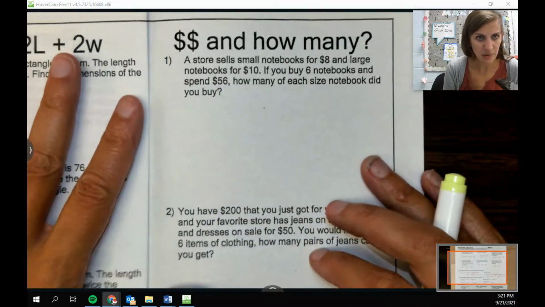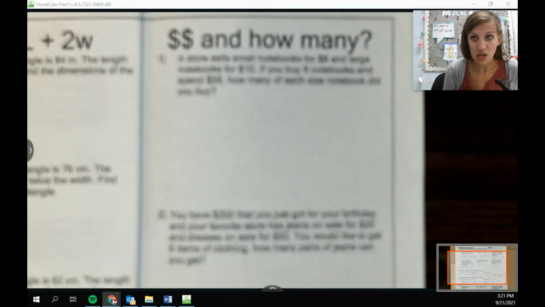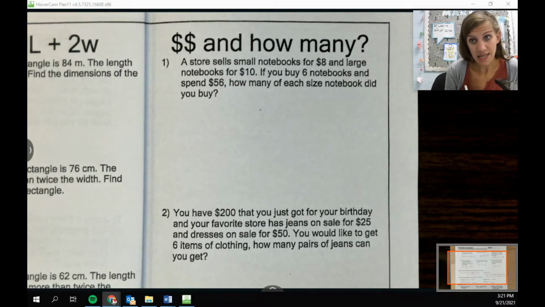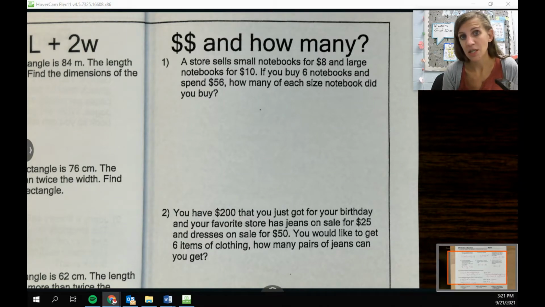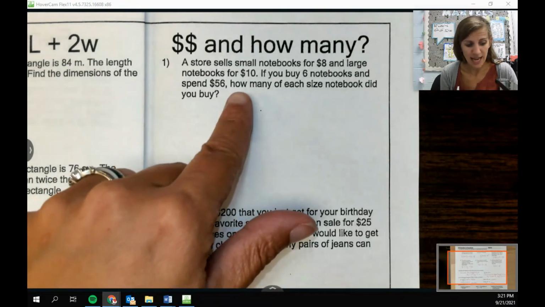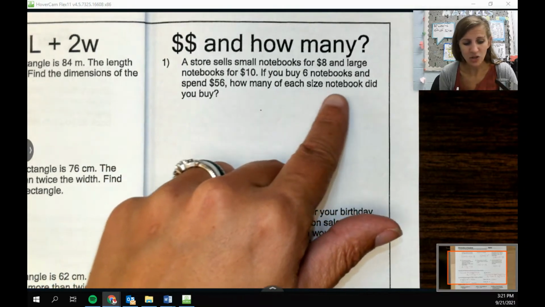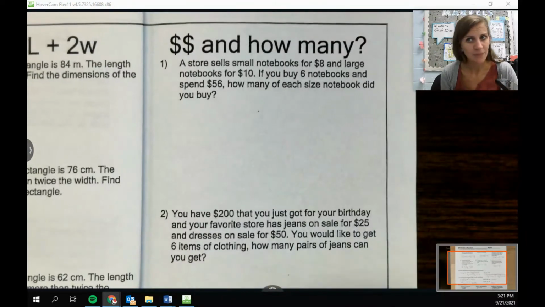So if we read through this one, we got a store sells small notebooks for $8 and large notebooks for $10. If you buy 6 notebooks and spend $56, how many of each size notebook did you buy? So lots of different ways to think about this question here. I always like to think about the question at the end. How many of each notebook did you buy?